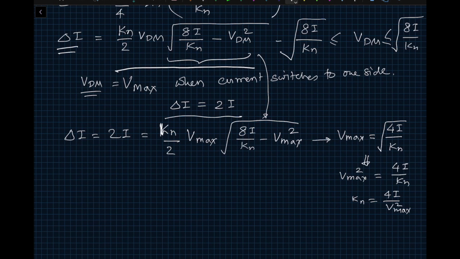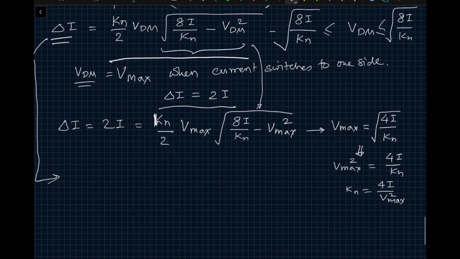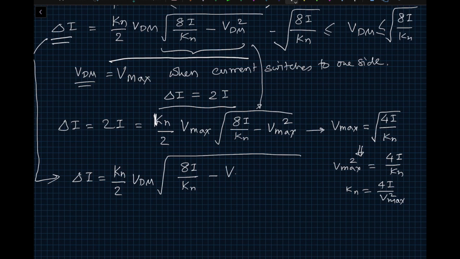So come back to our delta I. Come back to this expression. What is that expression? Delta I is equal to Kn divided by 2 VDM and square root of 8I by Kn minus VDM square. So that's the original equation. Now what I'm trying to do is replace things in such a way that I can get a normalized value of differential input voltage with respect to this Vmax. Remember, Vmax is when the current switches from one side to the other side completely. I need to remove the Kn out of this expression, and then I want to figure out what comes out.